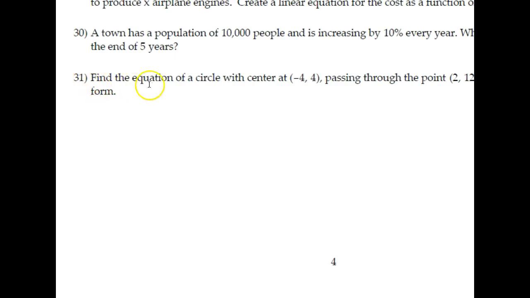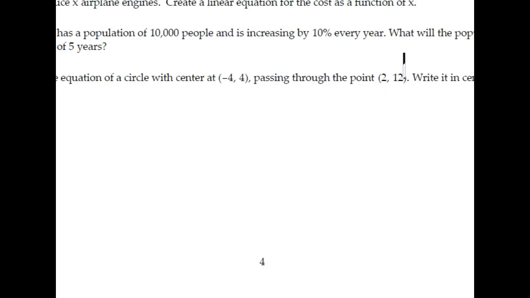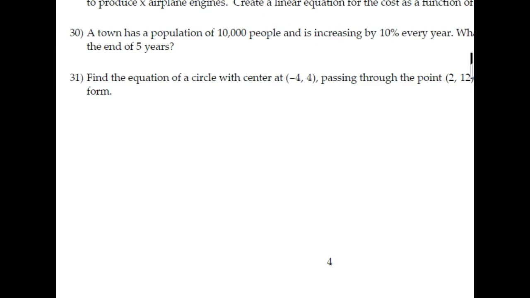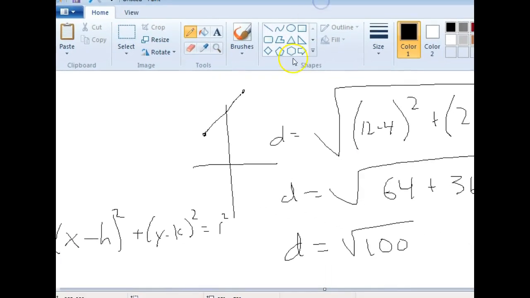For number 31, find the equation of a circle with a given center and a point that it passes through. And we want to show that equation in center radius form. Now this is covered back in chapter 2.2 over circles. And so this quick sketch here: the center is negative 4, 4, and this is the point 2, 12. And so the circle, this is a really rough drawing, but there's the center, and it goes through this point.